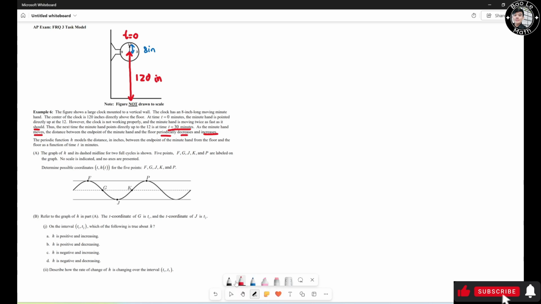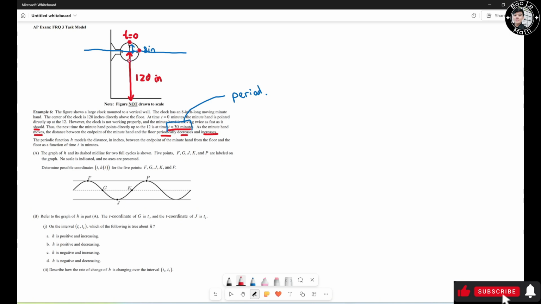Alright, so what you need to do is draw the midline, right? This is the highest point. This is the lowest point. The midline should be right here. Now t equals 30, which means this is the period. Alright, so we have 4 points right here. t equals 0, and this guy right here is the midline.